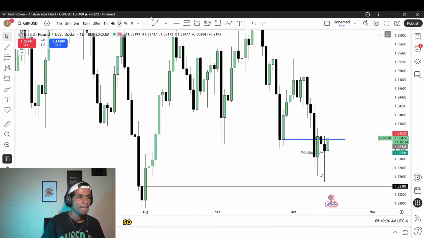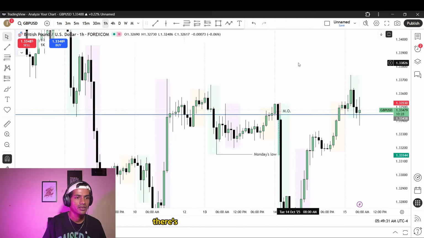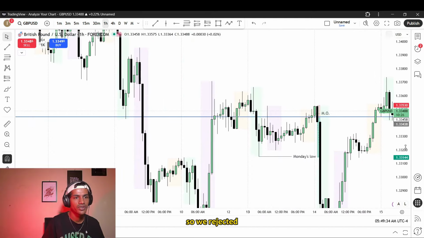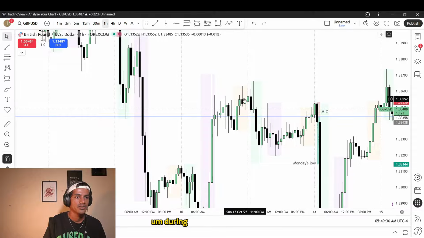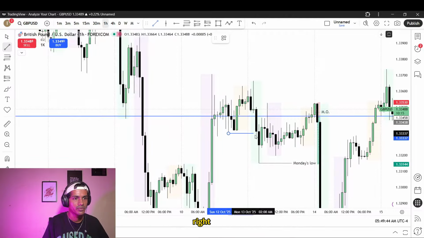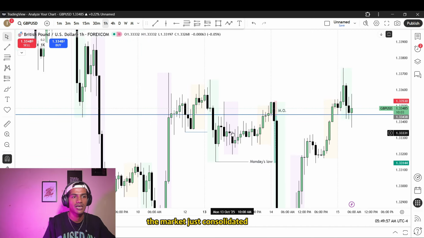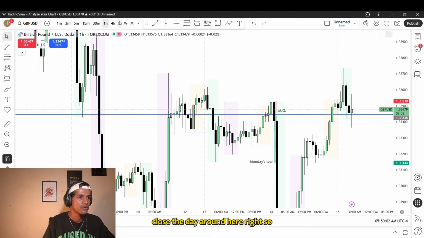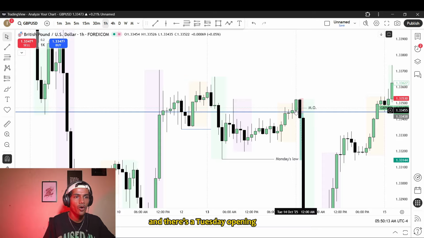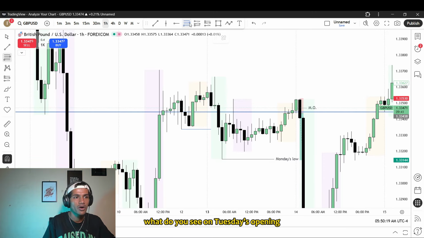So let's get onto the hourly time frame, right? Yeah, there's our hourly time frame. So we rejected during the Monday. We opened, created the high, and broke structure right there. And the rest of the day, the market just consolidated and closed the day around here, right? And there's a Tuesday opening. What do you see on Tuesday's opening?